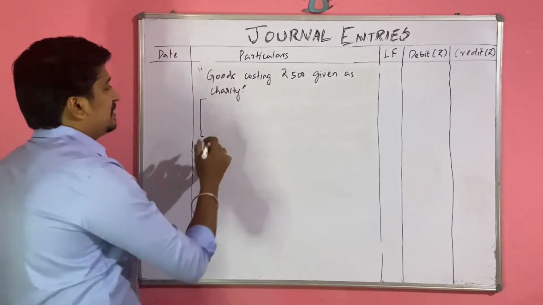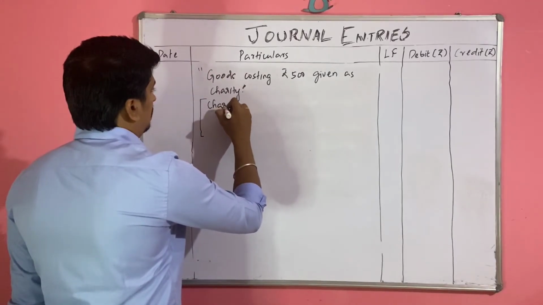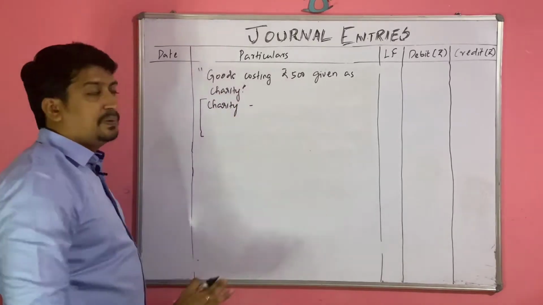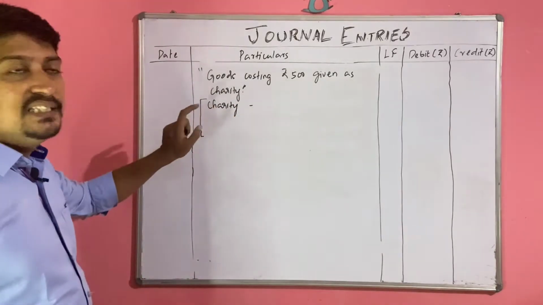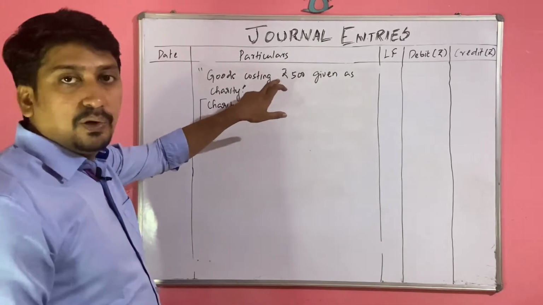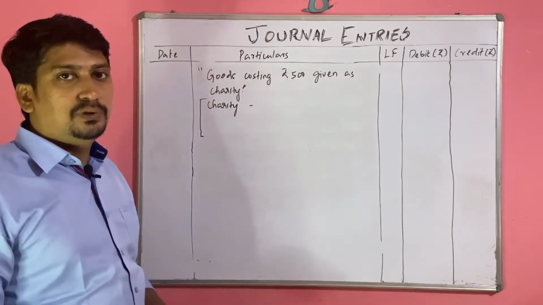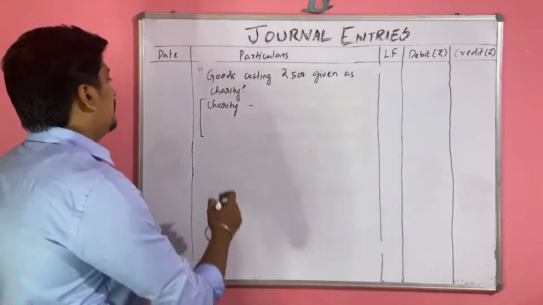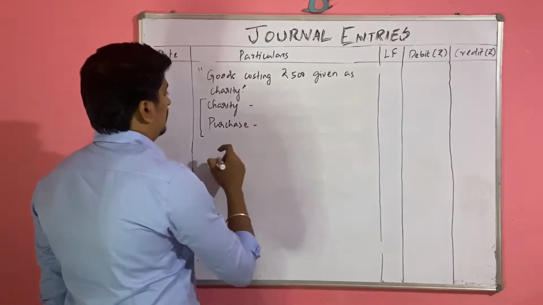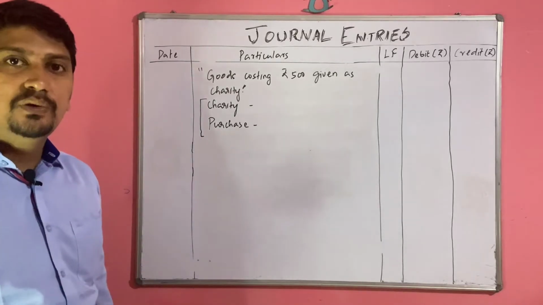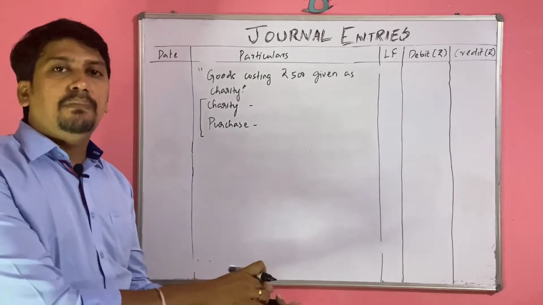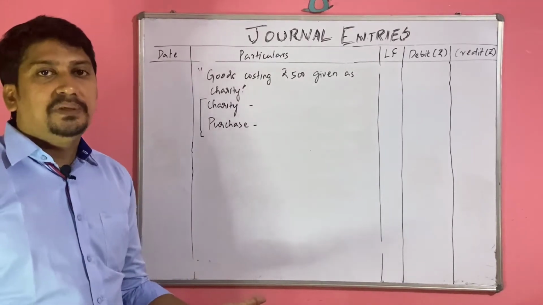So here the account affected is charity. Charity, you can mark that as your expense or loss, whatever you assume. This is one account affected. The other account affected is, it reduces your goods, but you cannot use goods account or stock account. Instead you have to use purchase account. But here we are not purchasing the goods, but out of the goods that we had purchased, we used some of the goods for non-business purposes.